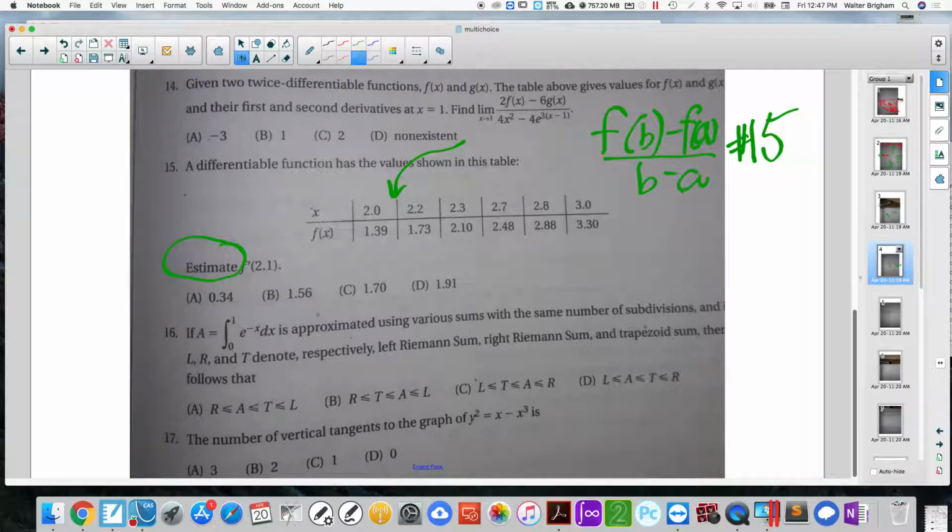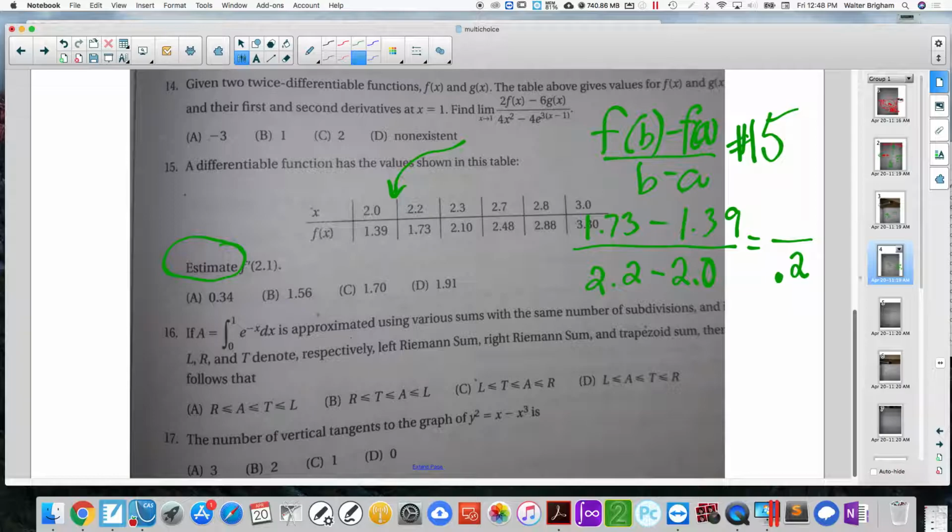So we're going to do 2.2 minus 2.0 over 1.73 minus 1.39. Now we have no calculator for this part. Oh no! Let's see if we can do the bottom. 2.2 minus 2.0 is 0.2. Does anyone remember how to do the carry the one thing?